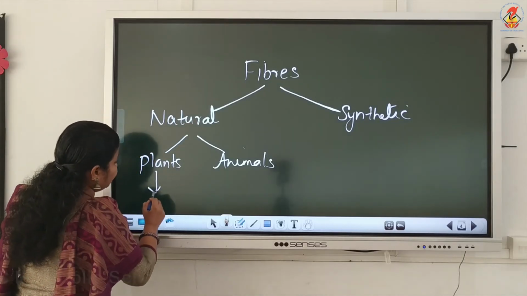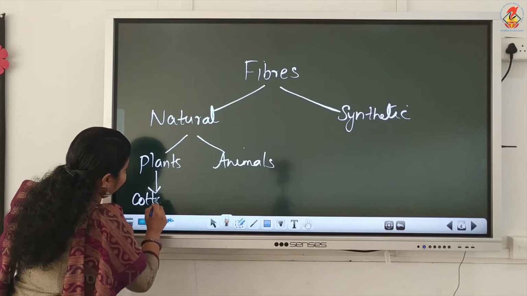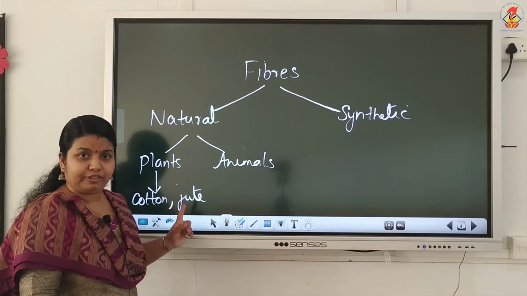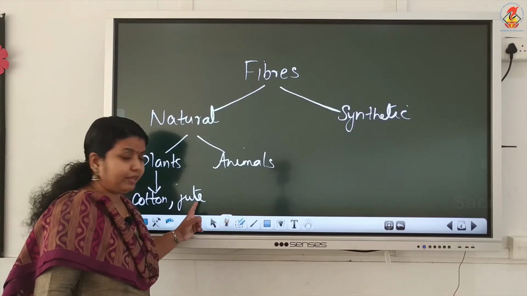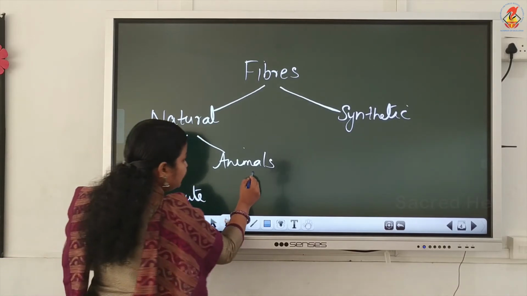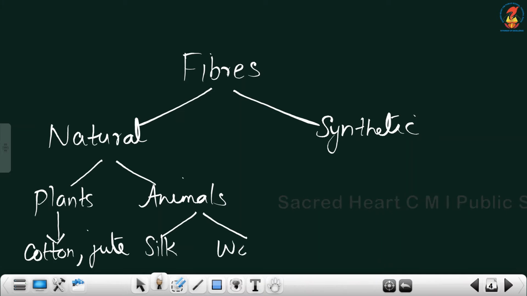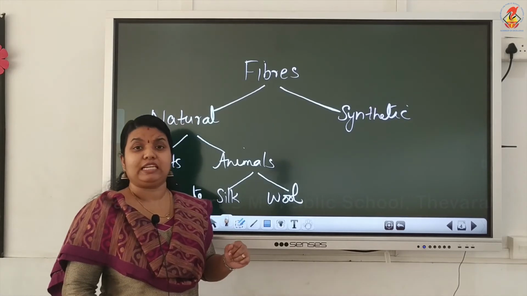Examples of fibers which are obtained from plants are cotton and jute. We get cotton fibers from cotton plant, we get jute fibers from jute plant. Now examples of fibers obtained from animals are, one is silk and the other one is wool.